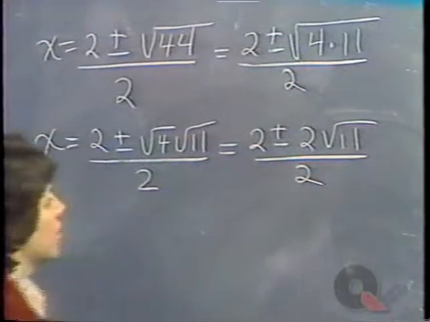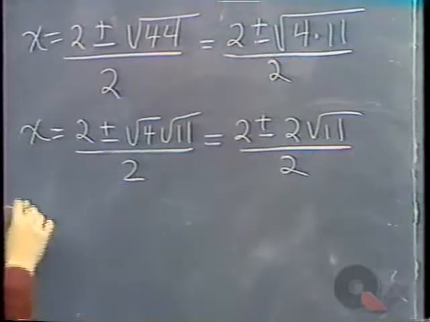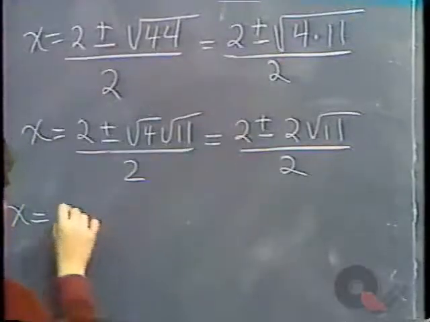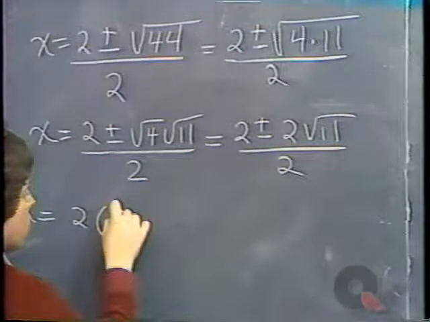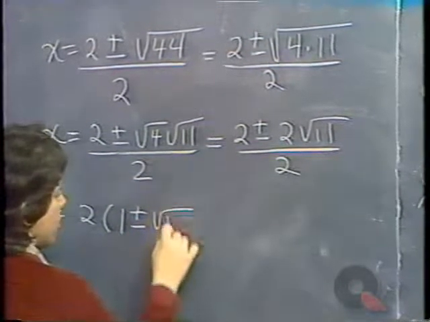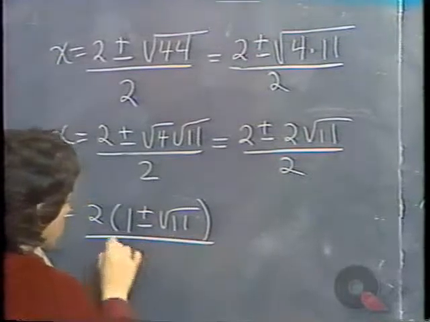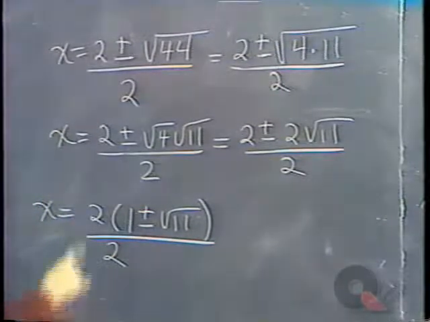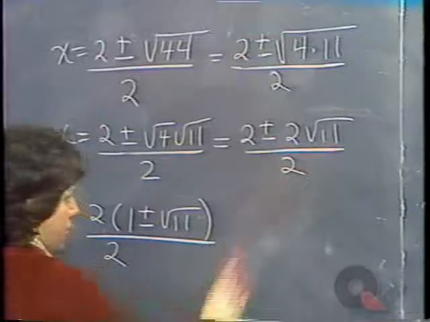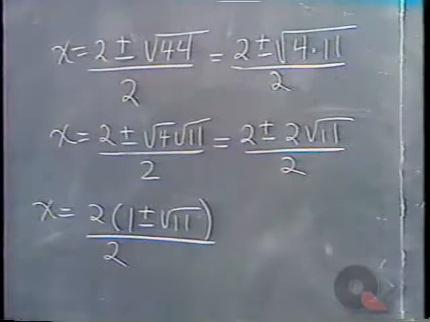We're almost there. We can further simplify by factoring out a 2 on top. 2 times 1 plus and minus the square root of 11 all over 2. This is 2 plus or minus 2, the square root of 11, which is what we have here. If you were to distribute the 2 through the parentheses, you can divide numerator and denominator by 2, so you get x equals 1 plus or minus the square root of 11.